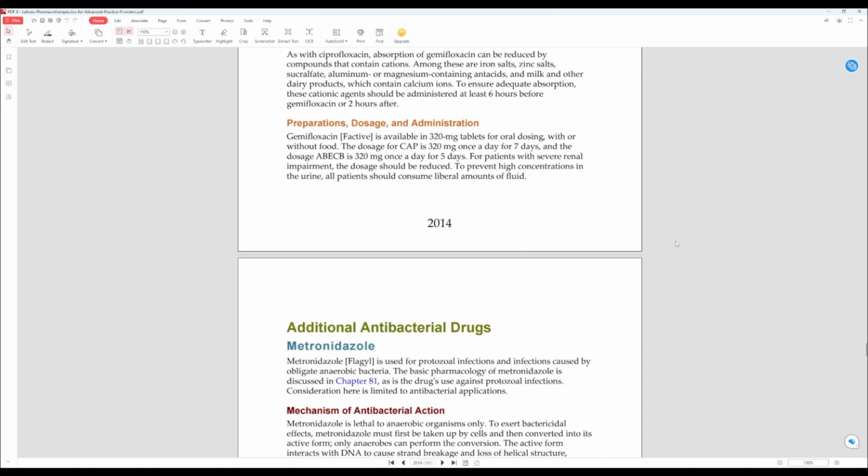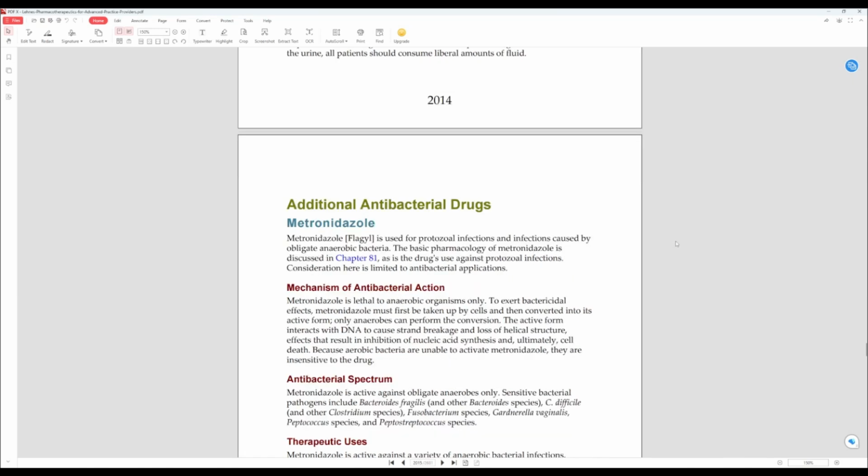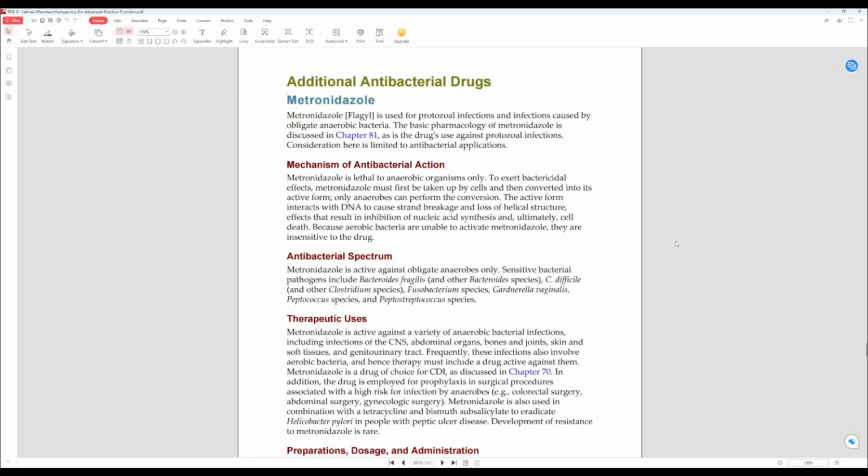For patients that have severe renal impairment, the dosage needs to be reduced. To prevent high concentrations in the urine, all patients should consume liberal amounts of fluids. Which brings us now to the additional antibacterial drugs.